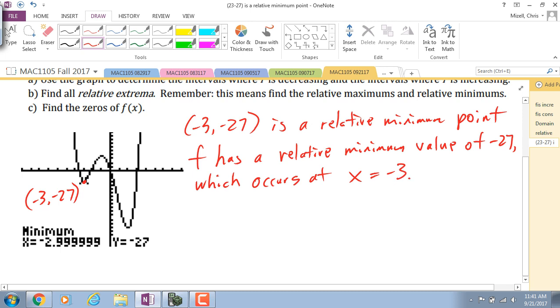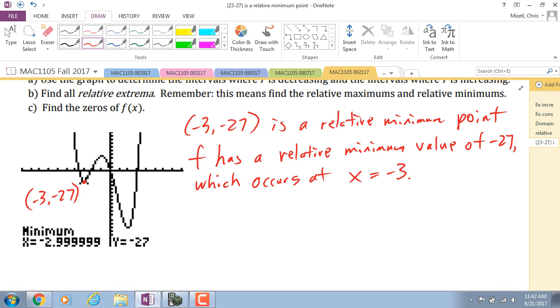Basically, that tells us if we evaluate the function a little bit to the left of negative 3, say negative 3.1, we're going to get something that's more than negative 27. If we evaluate it a little to the right of negative 3, say negative 2.9, we're going to get something that's a little greater than negative 27. So at negative 3 it bottoms out, and that's where that relative minimum point is.